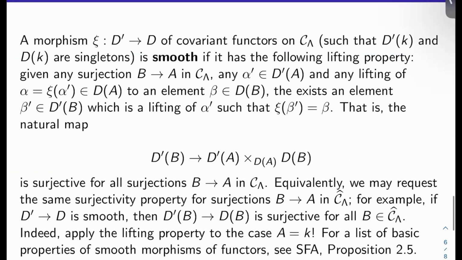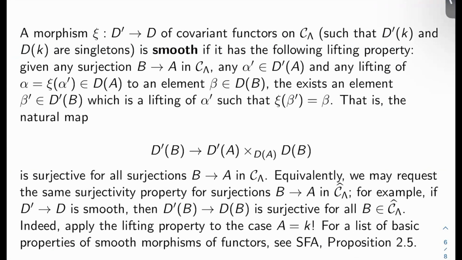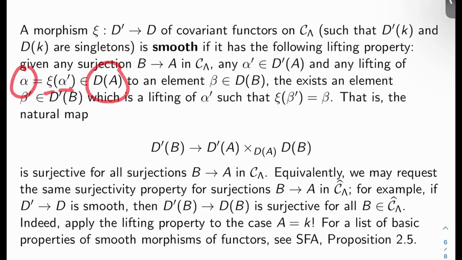Okay, so first of all, we need the notion of a smooth morphism of covariant functors. A morphism φ from D' to D of covariant functors on C_Λ, such that D'(K) and D(K) are singletons as usual, is called smooth if it has the following lifting property. If you give me a surjection β: B→A in C_Λ and an element α' in D'(A), and any lifting of α, which is φ(α') in D(A), to an element β in D(B), well, then there better be an element β' in D'(B), which is a lifting of α', such that φ(β') is β. So if we're lifting alphas, then we have to be able to lift betas compatibly, basically.